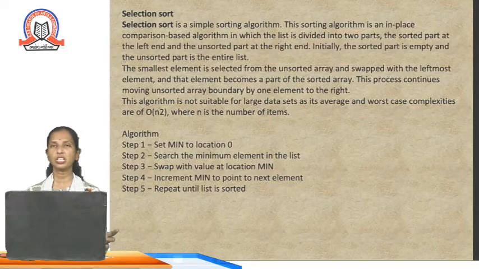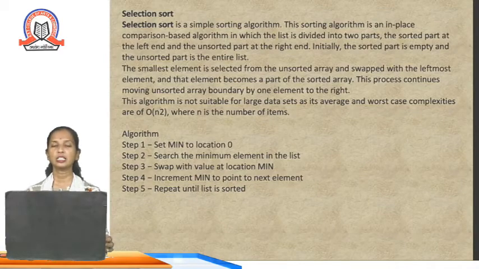So over here, your list is divided into two parts. At the beginning no element is sorted, so your unsorted list is going to contain all the elements and the sorted list will not have any element at all. The smallest element is selected from the unsorted array and swapped with the leftmost element, and that element becomes part of the sorted array.